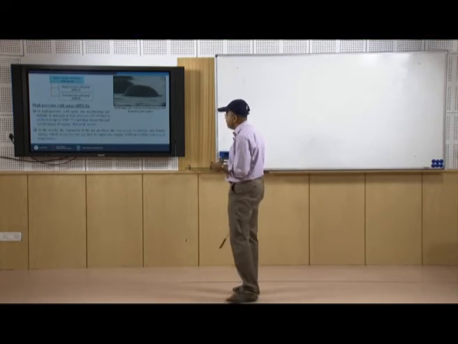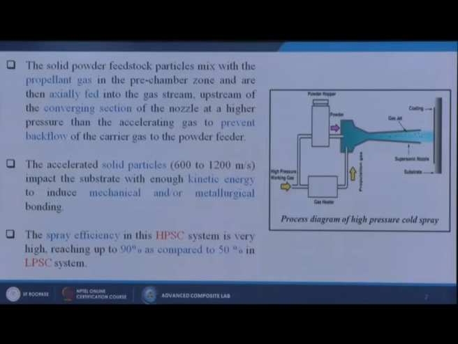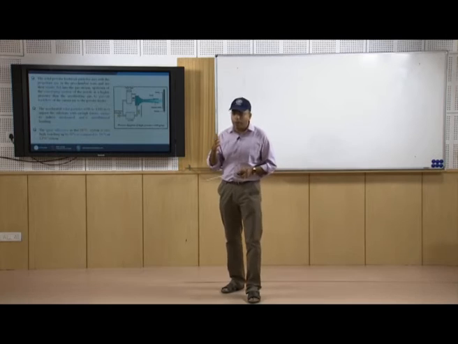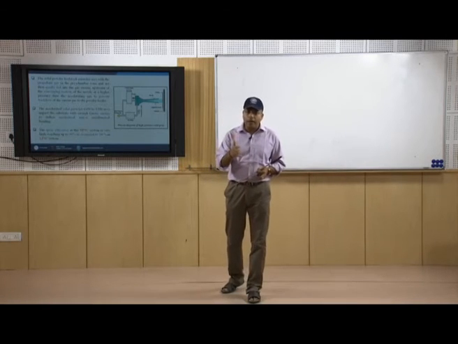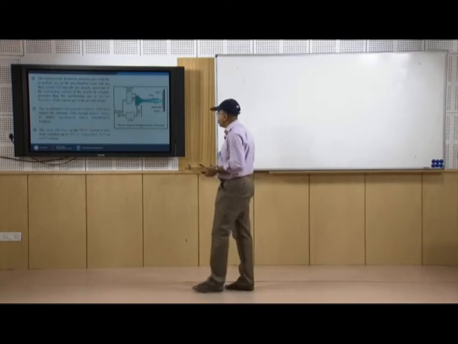The solid powder feedstock particles mix with the propellant gas in the pre-chamber zone and are then fed into the gas stream upstream of the converging section of the nozzle, at a higher pressure than the accelerating gas, to prevent backflow of the carrier gas to the powder feeder. So here we are simply applying one non-return valve which will allow the particles to go forward, but when they mix properly they will not come back to the rear portions itself.